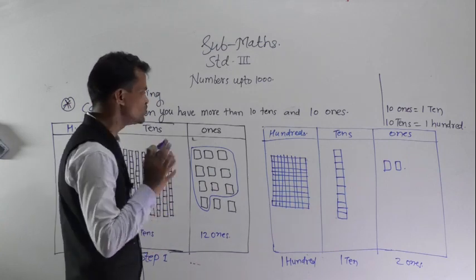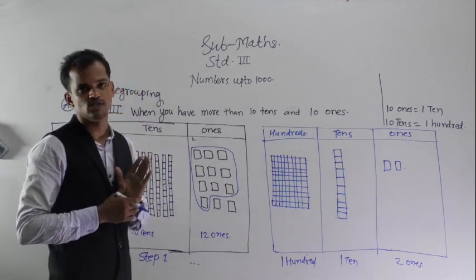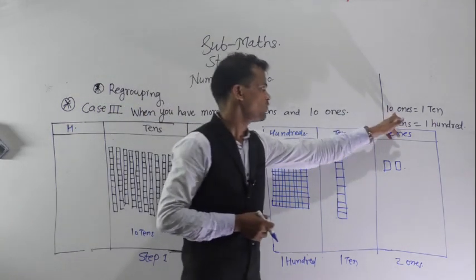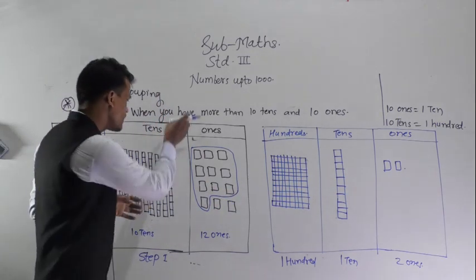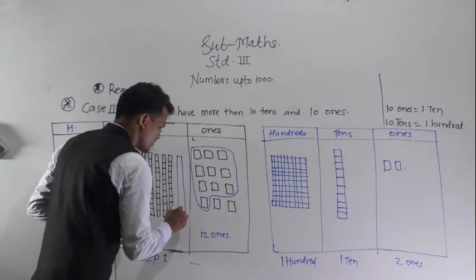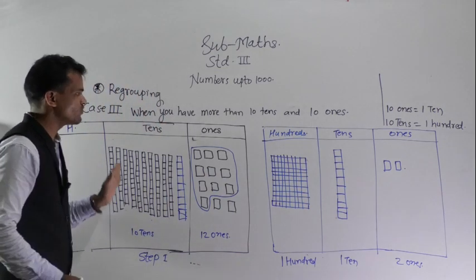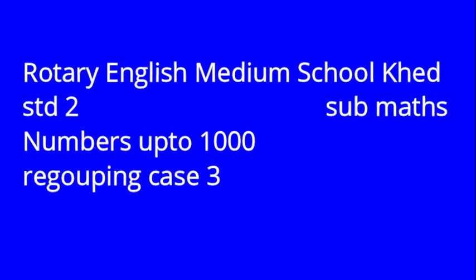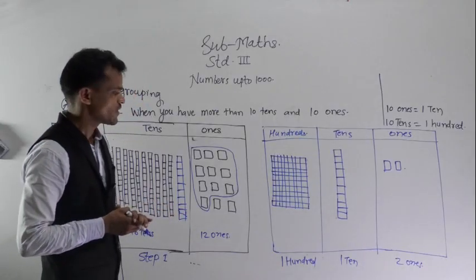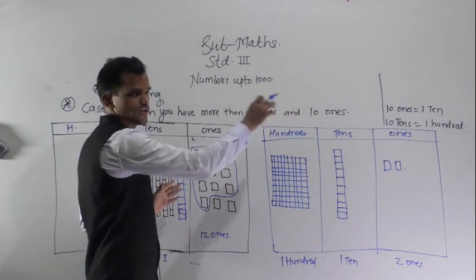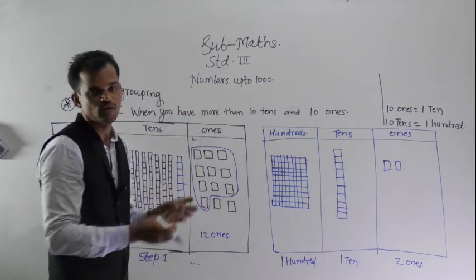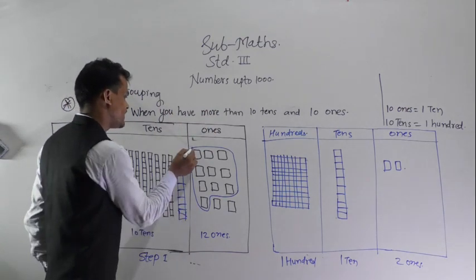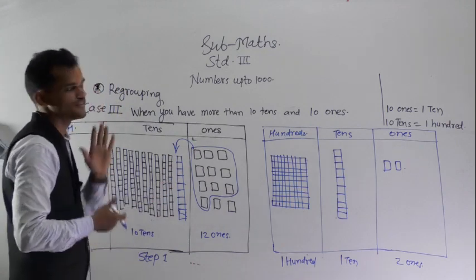12 ones are there. You know that 10 ones is equal to 1 ten. So we collect these 10 ones and make 1 ten here. See what we have done: there are 12 ones, and we know that 10 ones is equal to 1 ten, so we collect these 10 blocks and form 1 ten, and that 1 ten we shifted into the 10s column.